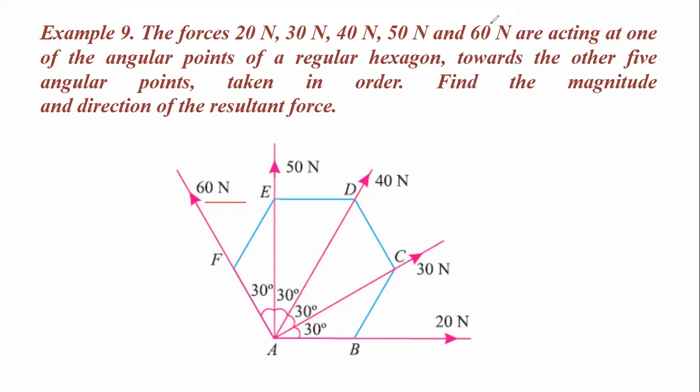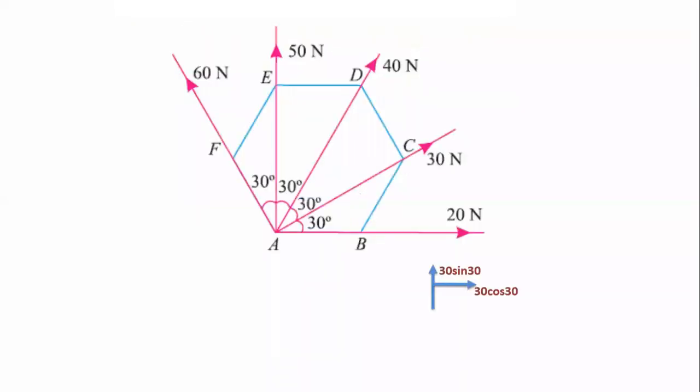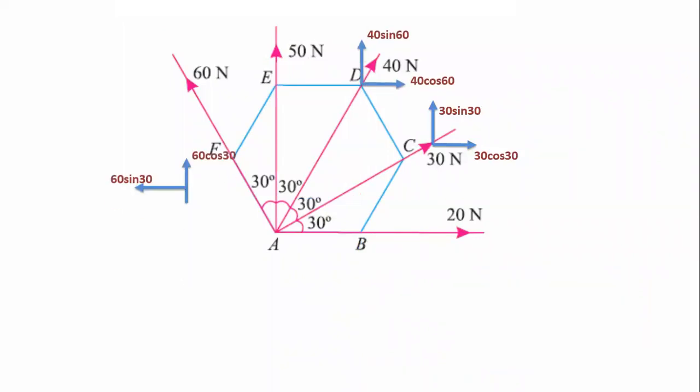For this resultant force, we have to analyze using the resolution method. Now let us first resolve these forces along the horizontal and vertical axes. As we said previously, if a force is already horizontal or vertical, it is not required to resolve. It means this 20 Newton force and this 50 Newton force are not required to be resolved. Only the inclined forces need to be resolved here.